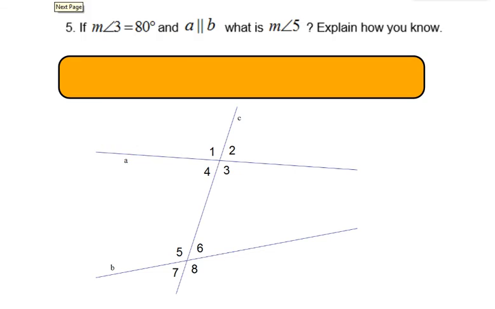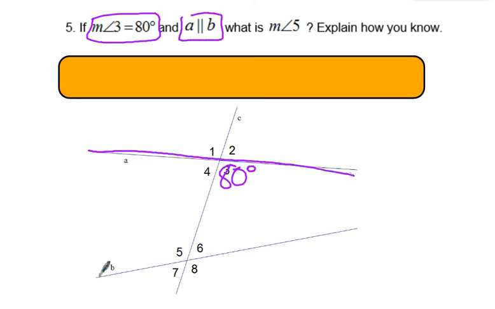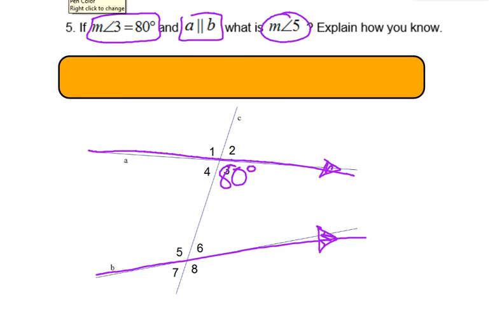Okay, one last problem to complete this exercise. In this problem, we're told that angle 3 has measure 80 degrees. So let me go ahead and write that in there. We're also told that A and B are parallel, so we should assume that these lines are parallel. May not look it, but we're going to assume that's true. Okay. And we're asked to find the measure of angle 5. So let's see if we can figure this out.